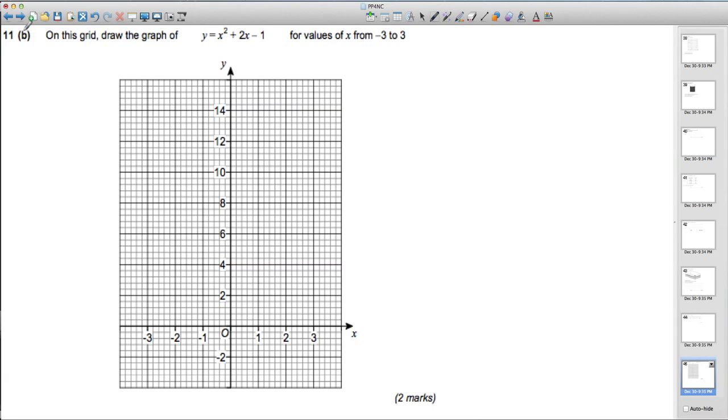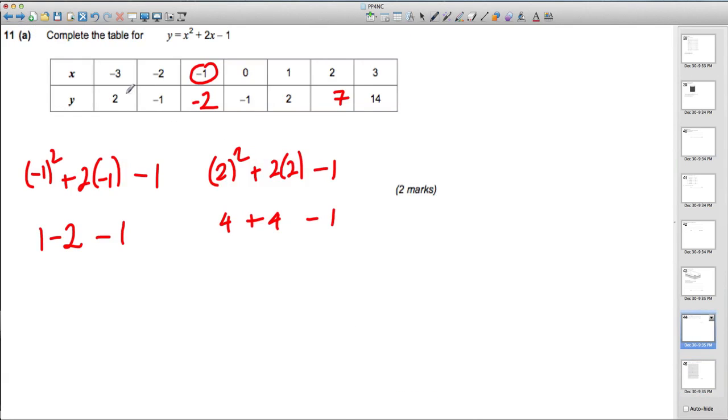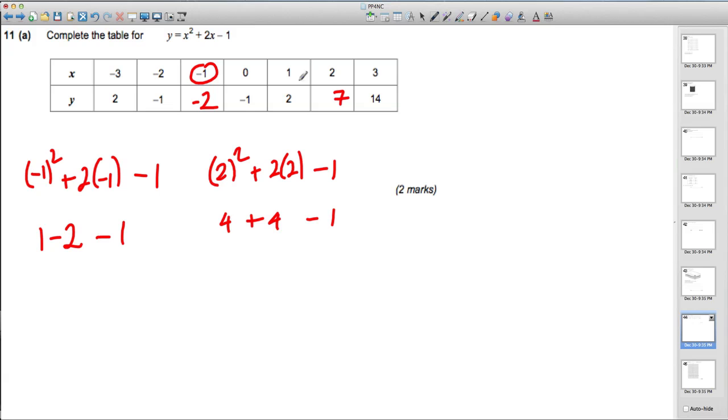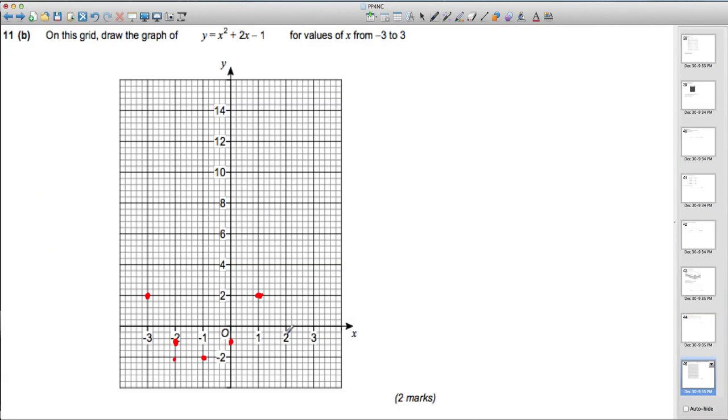Okay, and then we're asked to draw the graph here. So x is -3 goes with y is 2, -2 goes with y is -1, so there. -1 goes with -2 there. 0 goes with -1 there. 1 goes with 2, 2 goes with 7 and 3 goes with 14.